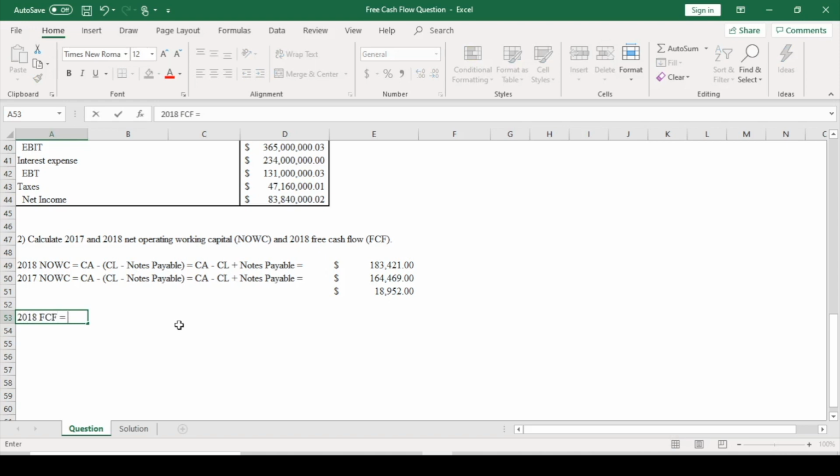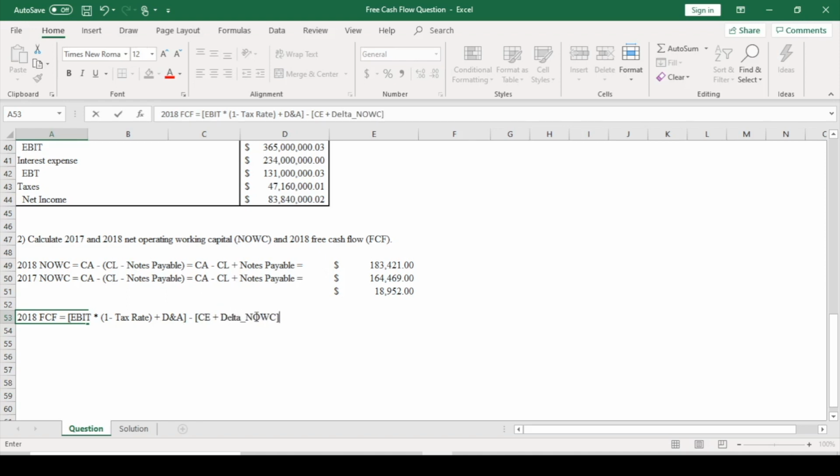The formula is a little bit complicated, but we already know everything, right? EBIT multiplied by 1 minus tax rate, plus depreciation and amortization, minus capital expenditures, plus what? Delta NOWC, change in net operating working capital. I'm going to put it like this, okay?